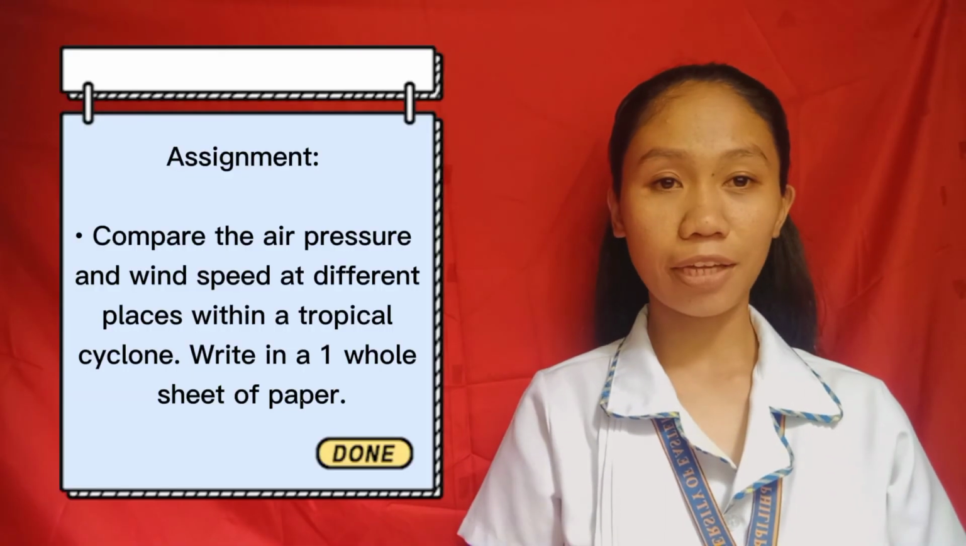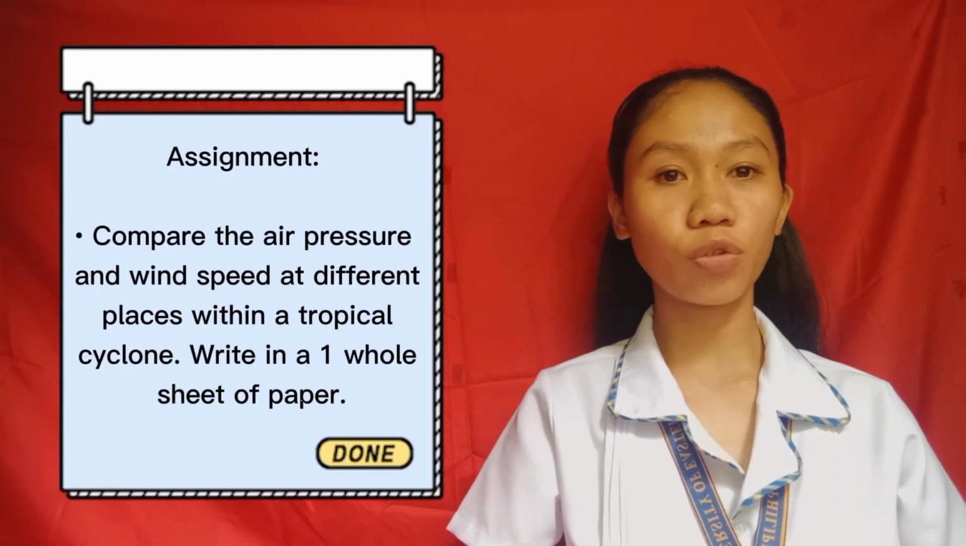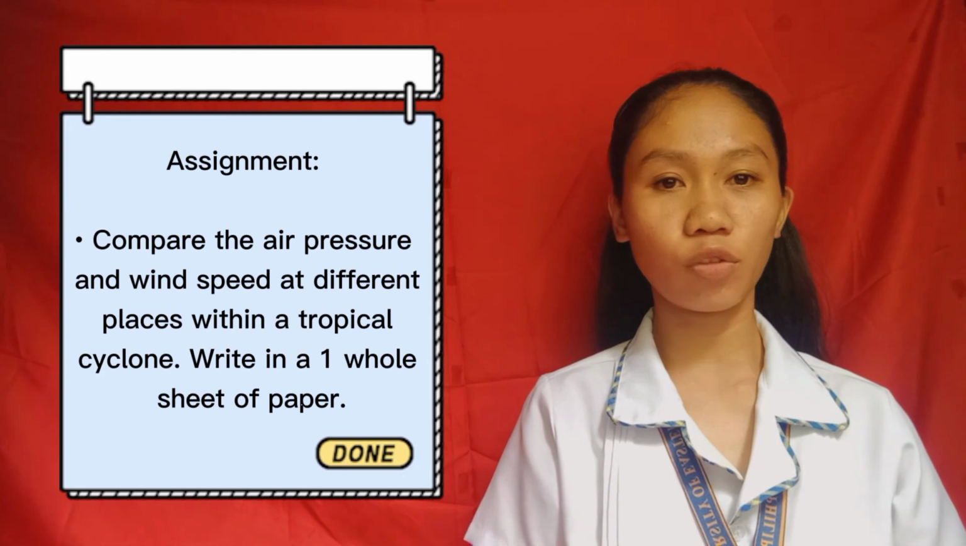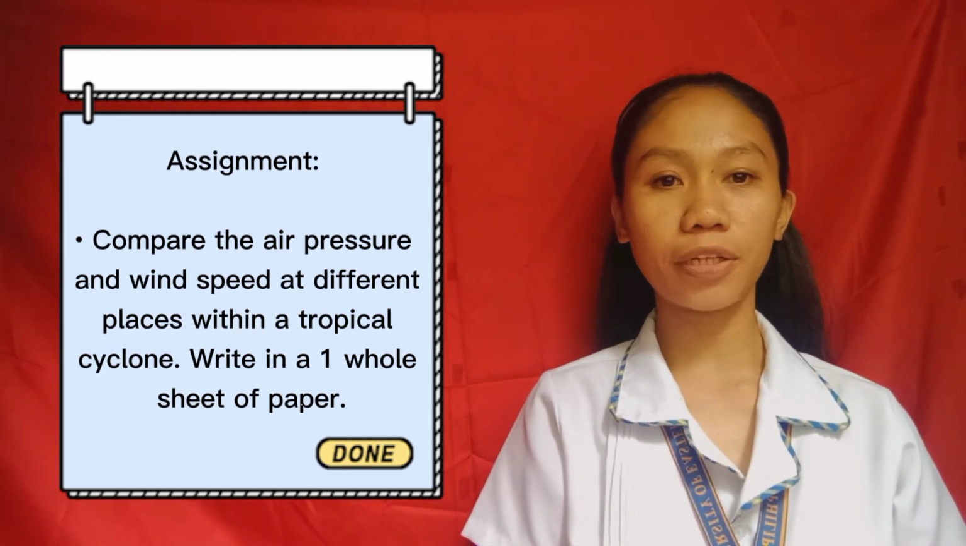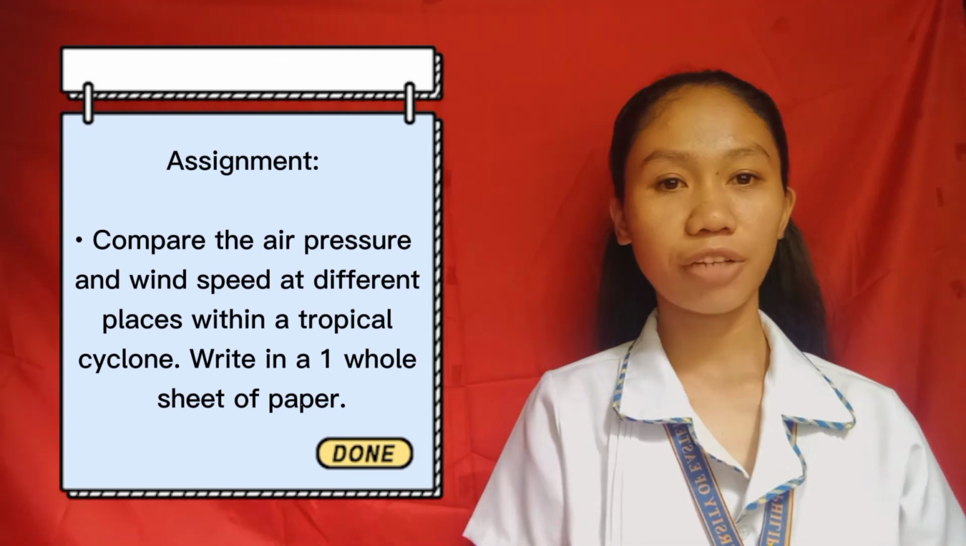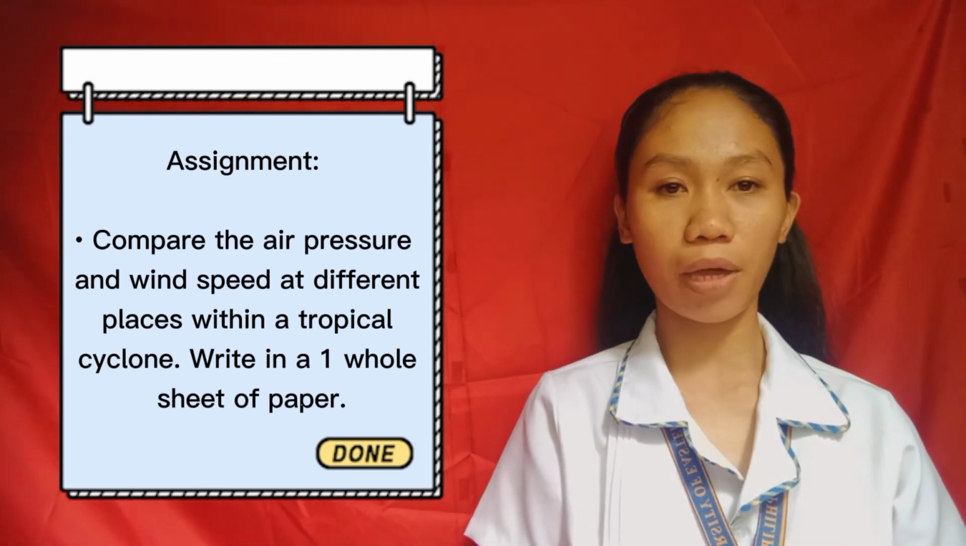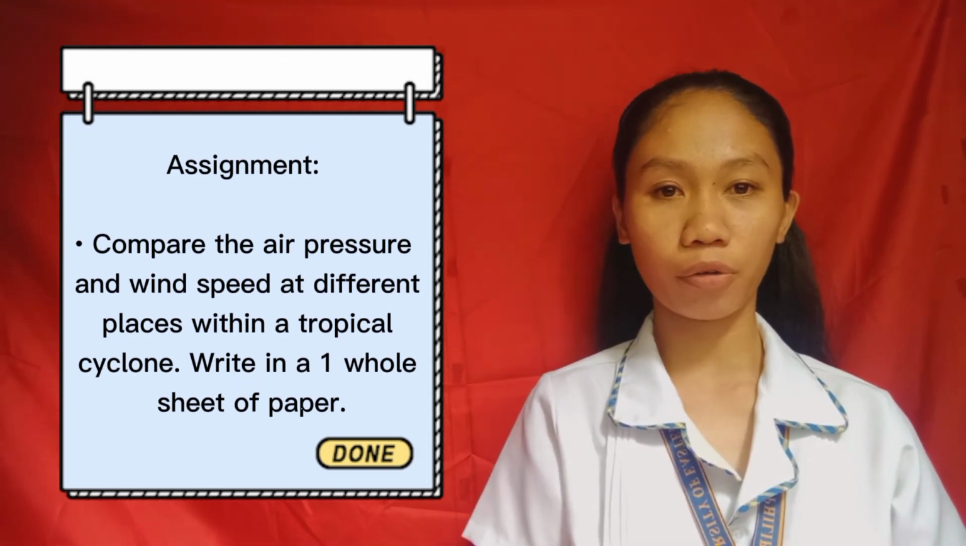And for your assignment, I want you to compare the air pressure and wind speed at different places within a tropical cyclone. Write it on one whole sheet of paper and pass it tomorrow afternoon.